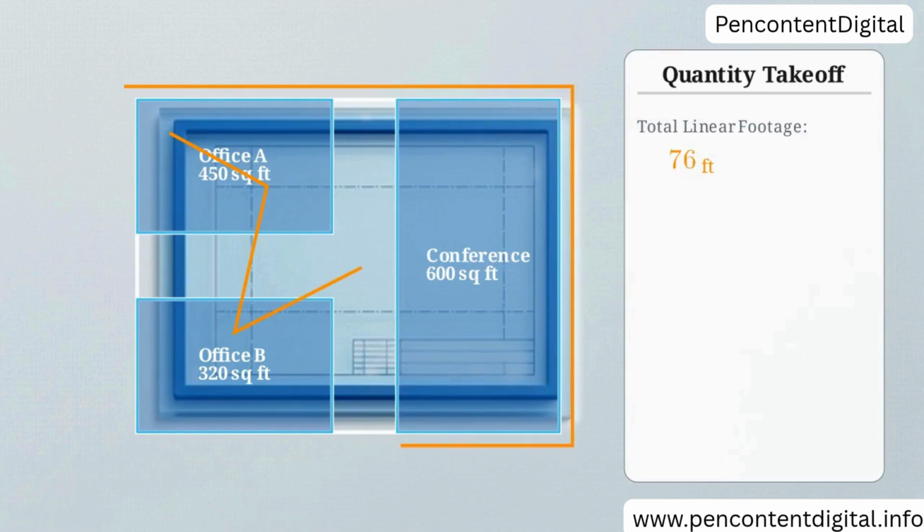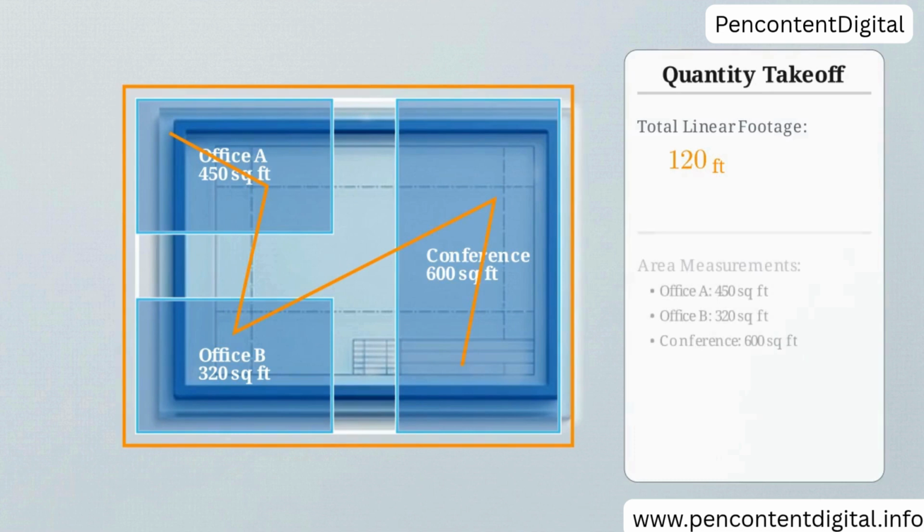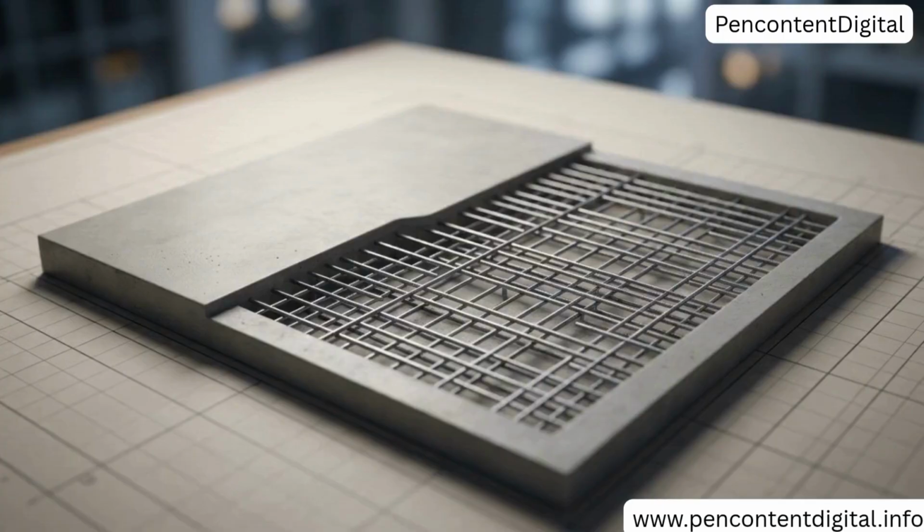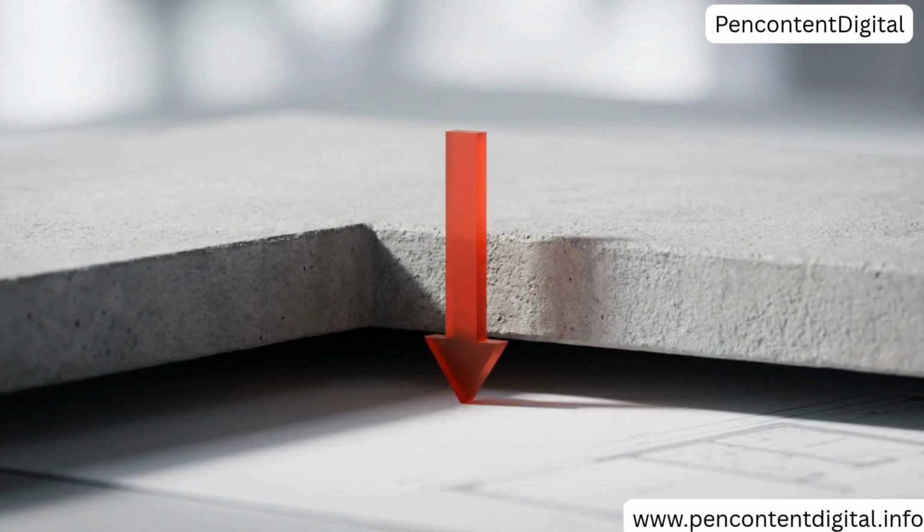For linear measurements, such as perimeter walls or electrical conduit lengths, the tool continuously tracks the distance of the drawn lines, summing them into a running total in real time. Volume calculations are generated by taking those same 2D area polygons and simply inputting the required depth parameters, such as the thickness of a concrete slab.